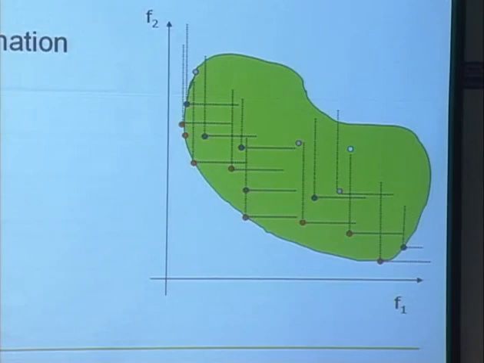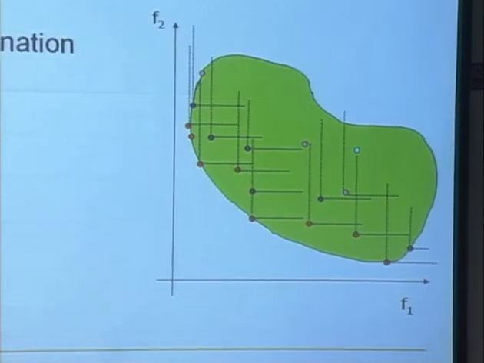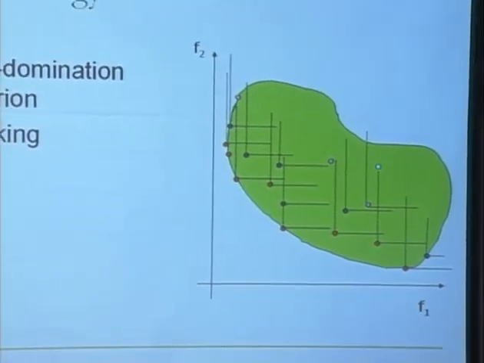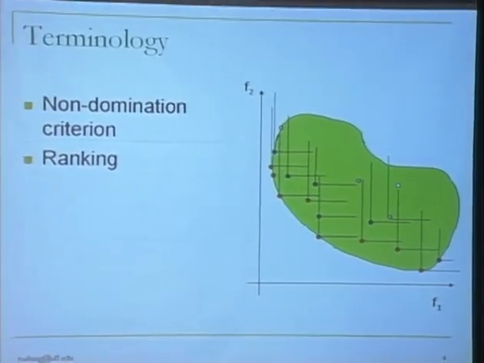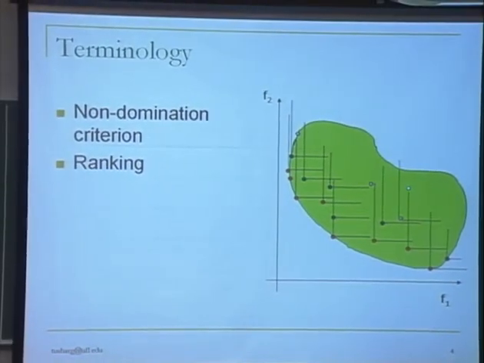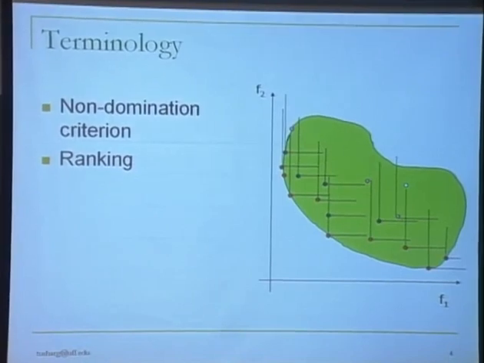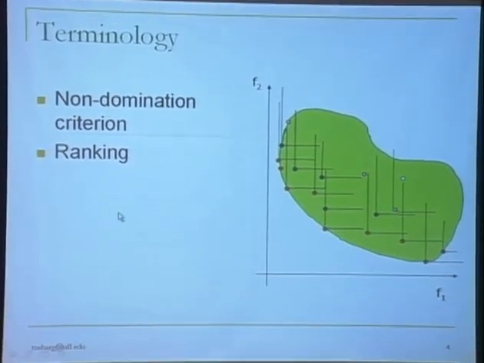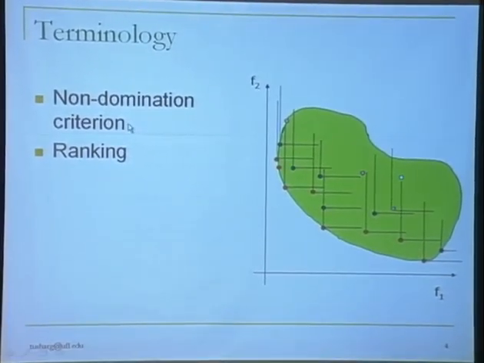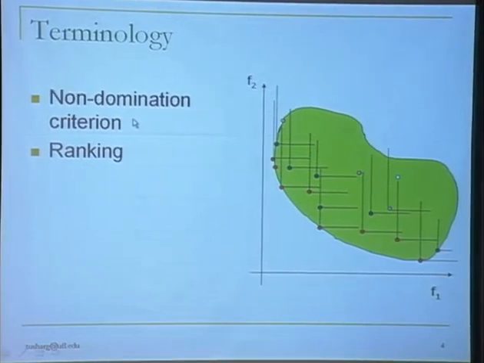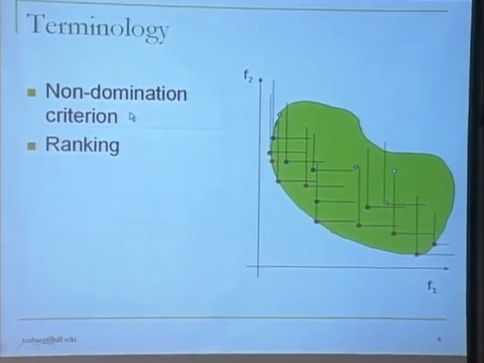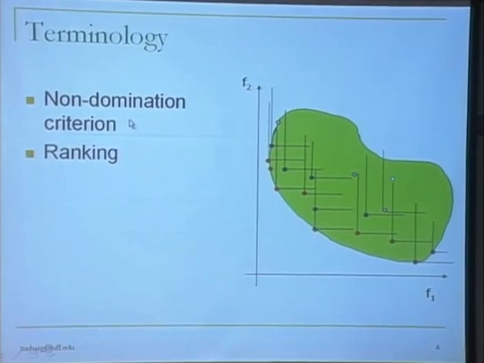Before I go on discussing the details of multi-objective NSGA-II, that is, non-dominated sorting genetic algorithm, let me define a couple of terminologies. The first term is the non-domination criteria. In single objective optimization problems, we have only one objective, so we can compare two solutions, and if my function value for the objective is better than the other, I can say that one is better than the other.